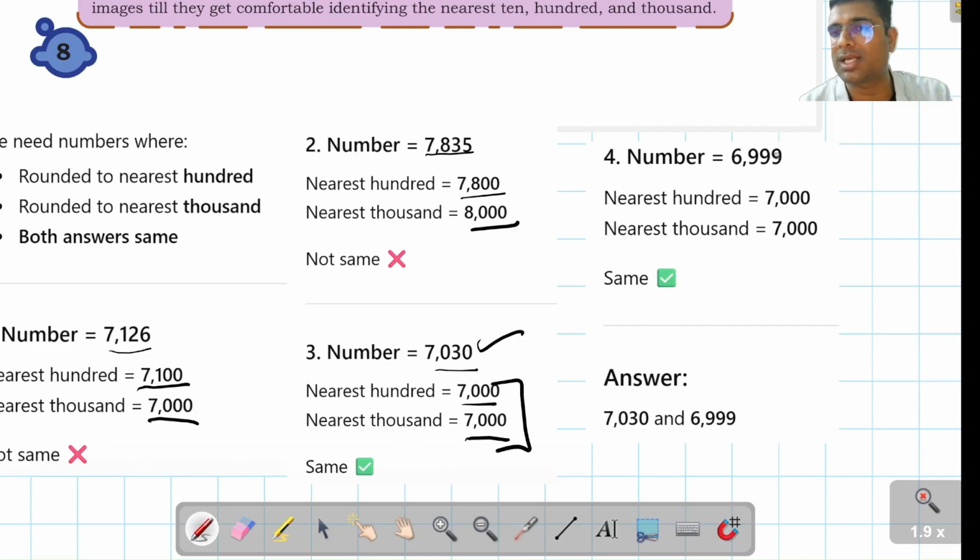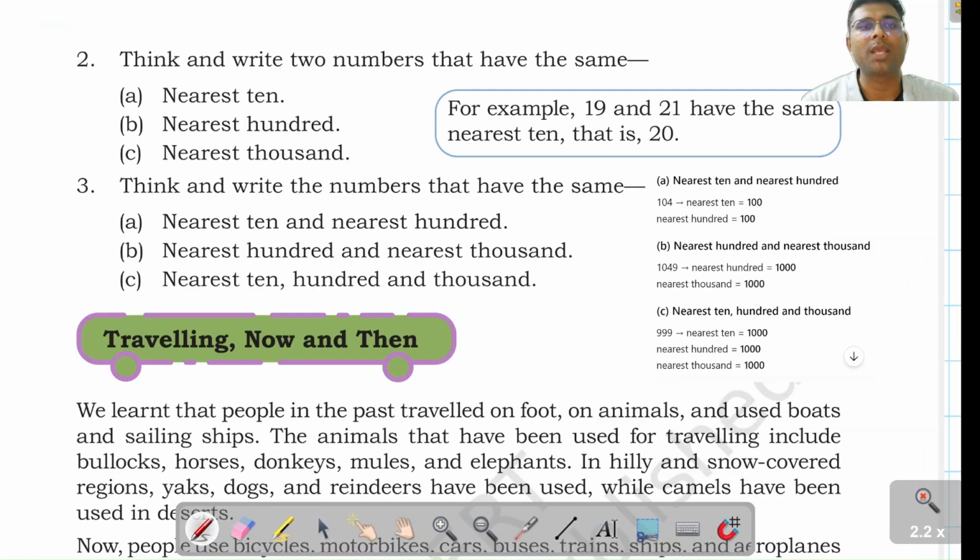We will also check the last option, that is 6999, and you can see its nearest 100 is 7000 and its nearest 1000 is also 7000, so it is also correct. So we have two correct answers, 7030 and 6999. Coming to the next page, page number 9.